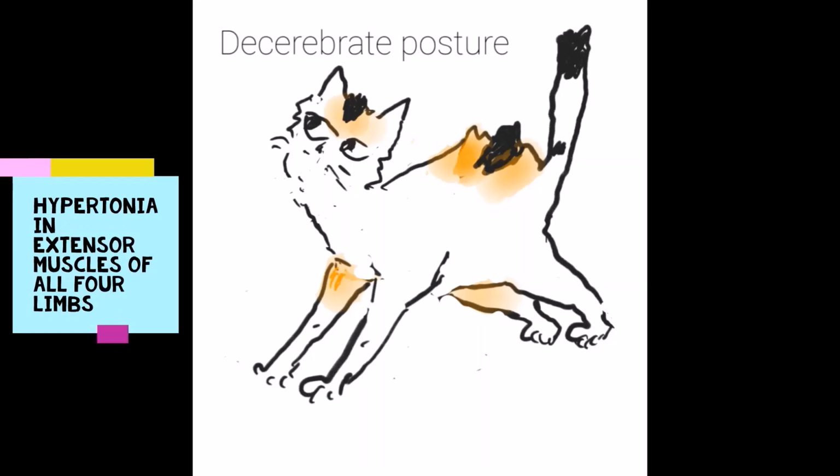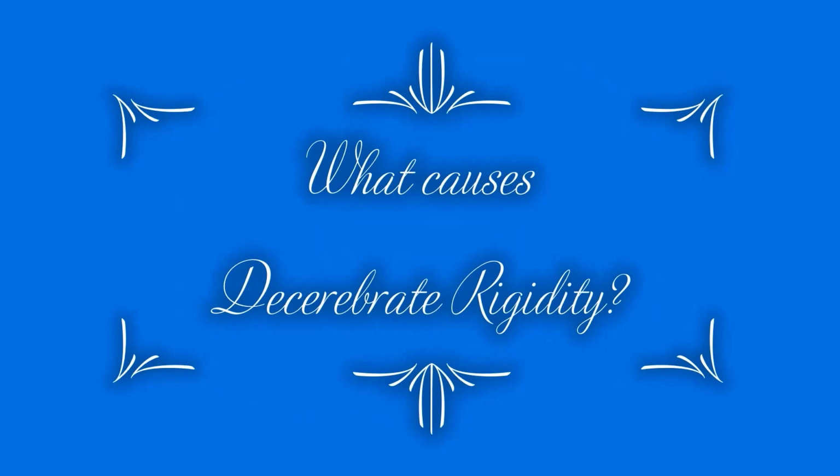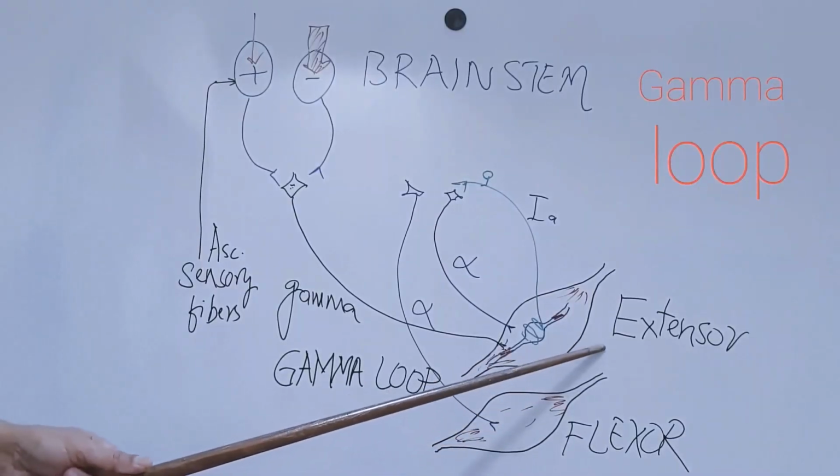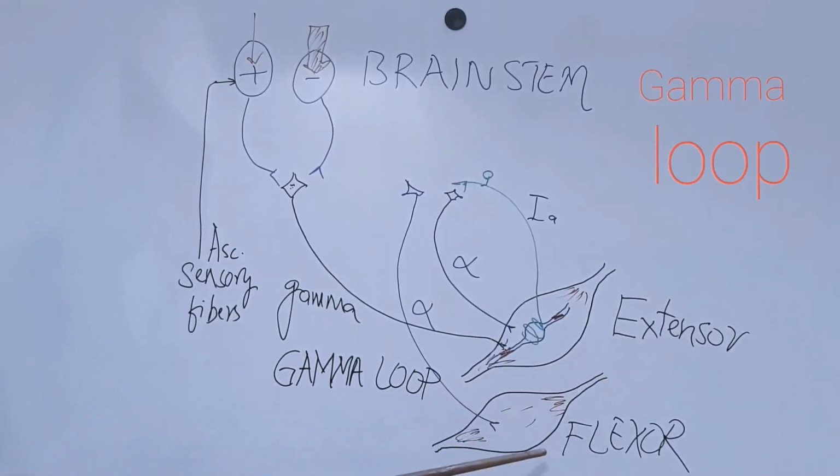The posture is extensor hypertonia in the anti-gravity muscles of the limbs, with extension of the neck, as shown in the image. What causes decerebrate rigidity? Before we understand the mechanism of decerebrate rigidity, the basic knowledge of the stretch reflex arc or the myotatic reflex arc, its components and the regulation of stretch reflex by the higher centers should be understood.